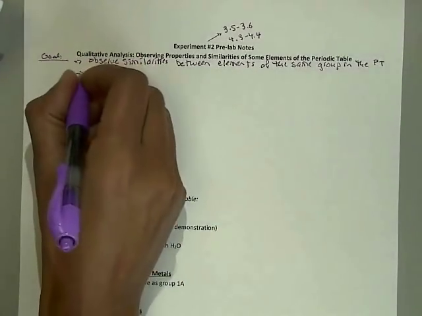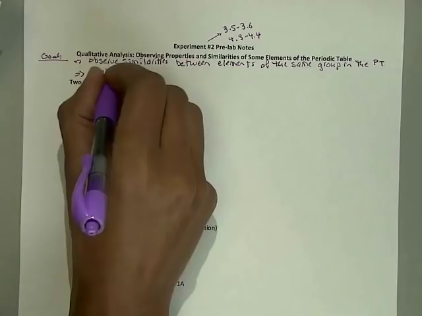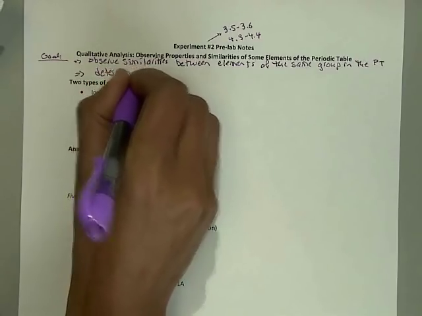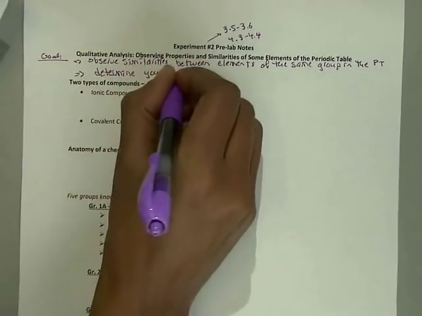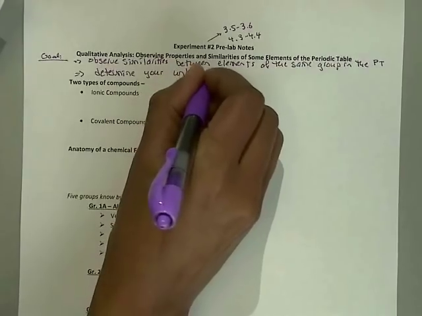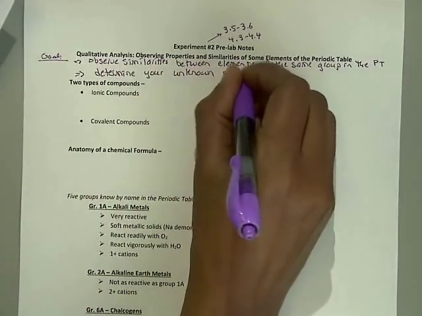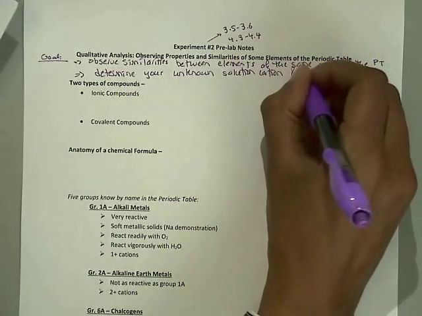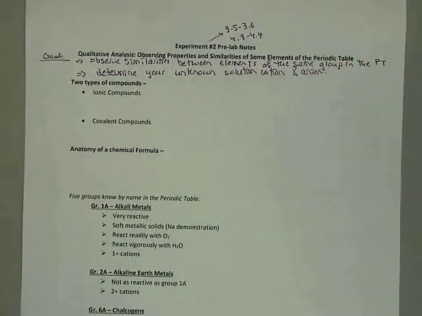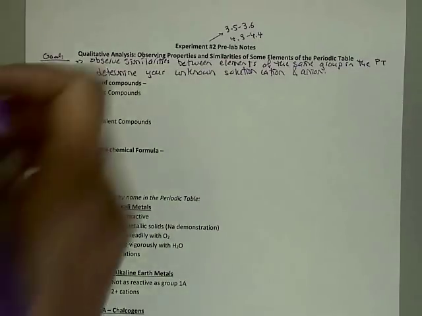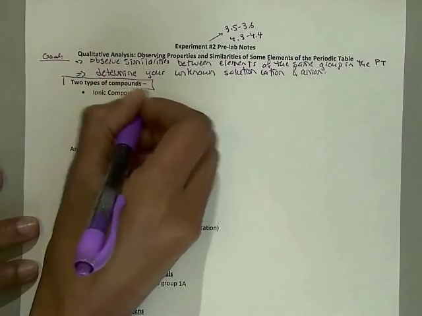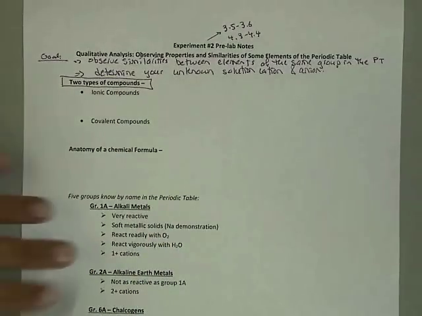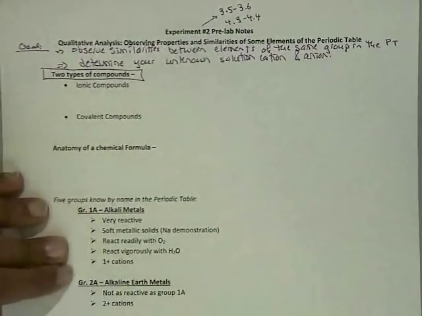Another goal of this experiment is to determine your unknown solution's cation and anion. This will all make sense at the end of this pre-lab lecture video. So before we dive into what is required this week, let's go over some new vocabulary that you may not be familiar with.